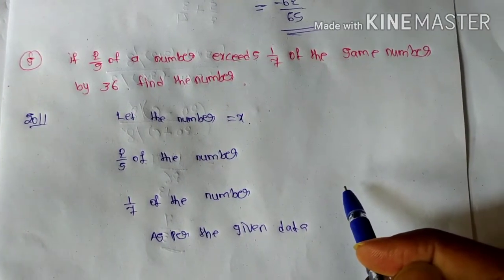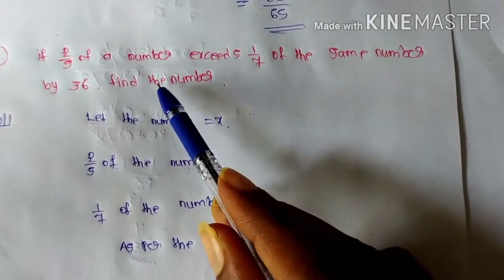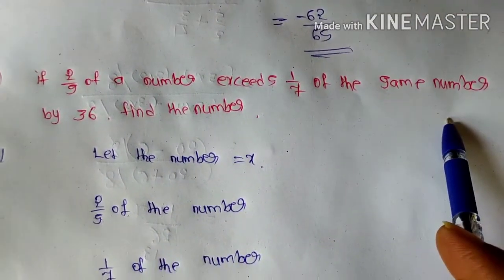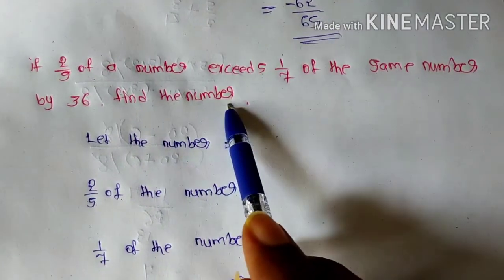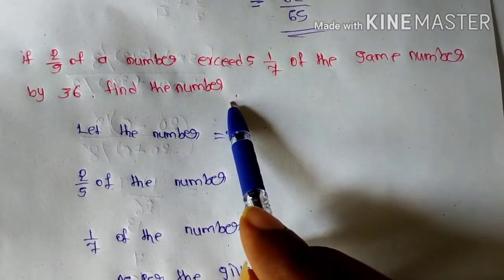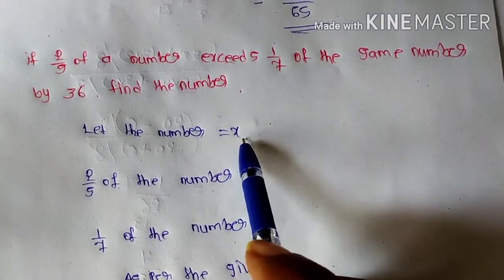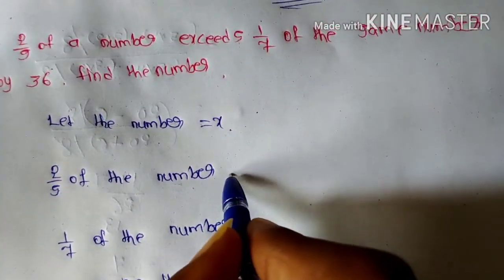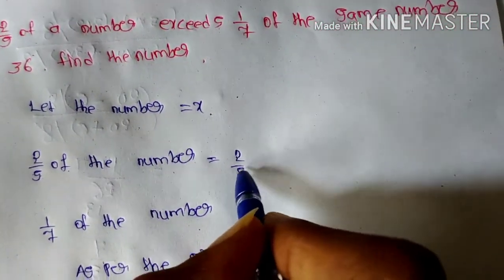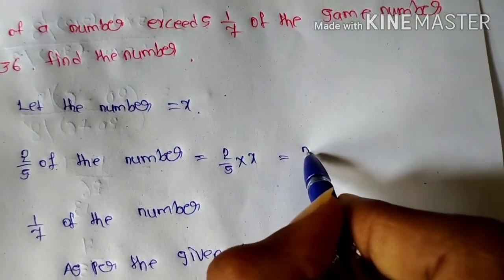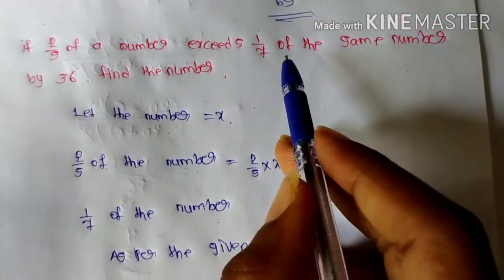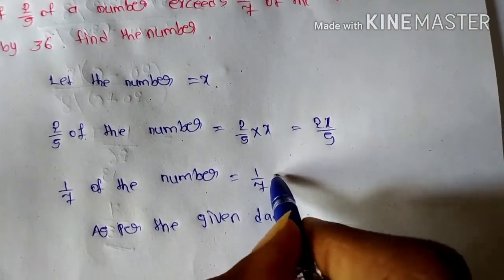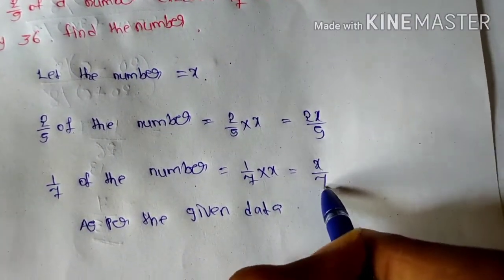Now you can see here exercise 1.3, question number 5. If 2 by 5 of a number exceeds 1 by 7 of the same number by 36, find that number. We don't know the number, so first of all, assume the number is x. 2 by 5 of a number means 2 by 5 into x, that is 2x by 5. In a similar way, 1 by 7 of the same number means 1 by 7 into x, which is x by 7.